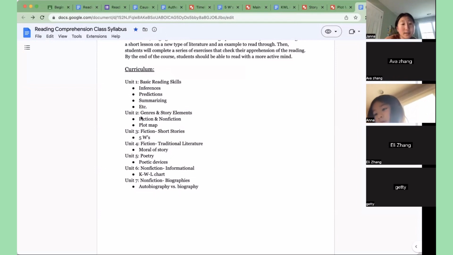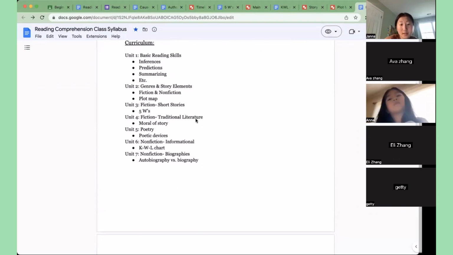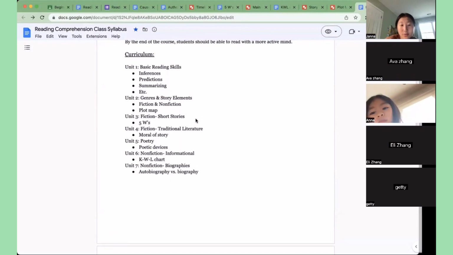And then next unit, which is next week, we're going to do genres and story elements. So I'm going to teach you about different genres, the elements that make up a story, and we're going to do plot maps. After that, we're going to do fiction, and specifically, we're going to be doing short stories. We're going to answer some questions about these short stories and summarize the short stories. And then the next unit, which will take 2 classes, is traditional literature. So fables, folktales, tall tales, myths, and all that.